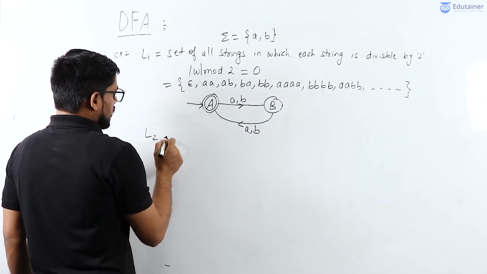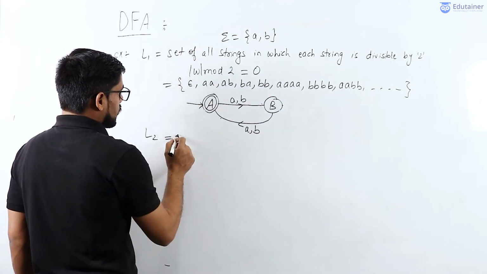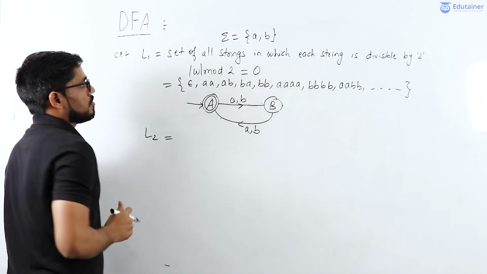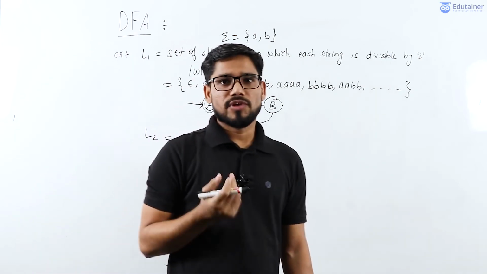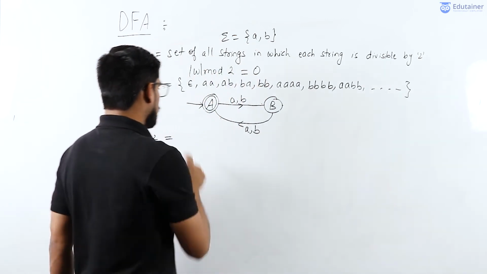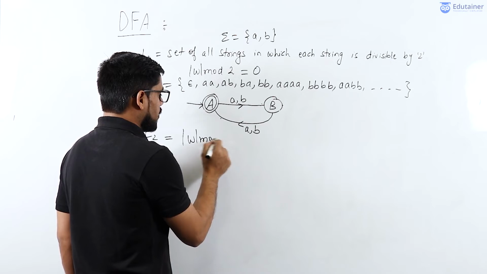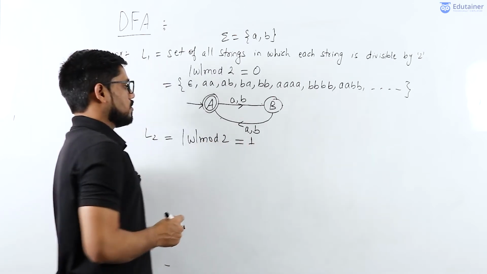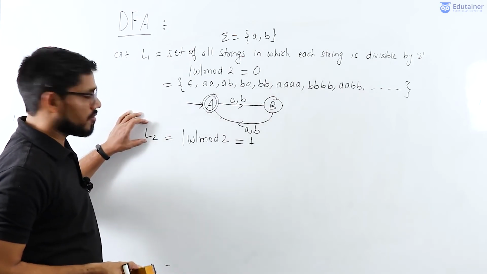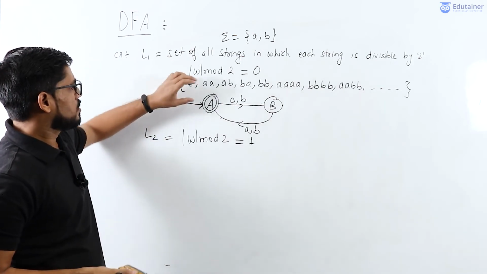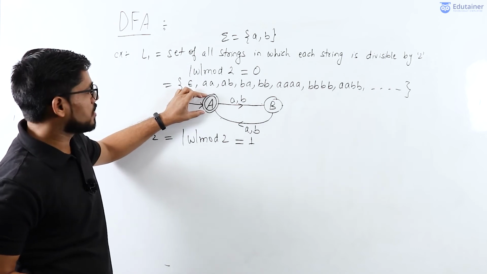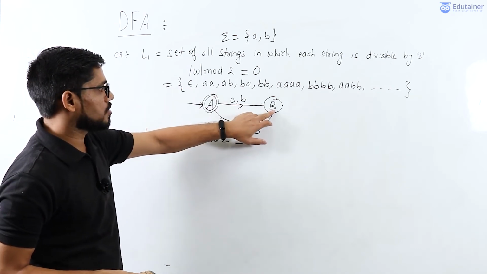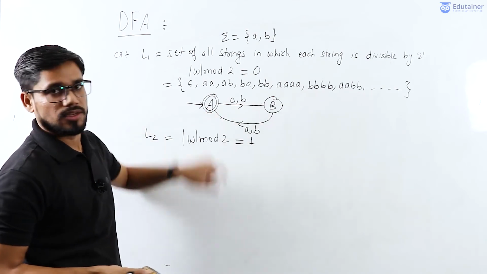Now let's take another language L2, the set of all strings in which the length of the string, when we divide by 2, gives a remainder of 1. That means mod W, if I divide by 2, mod 2, the remainder will be 1. Can you draw the DFA for language L2? It is very easy. Just make a slight modification in the above DFA. What you can do here is make capital B a final state and capital A a non-final state.